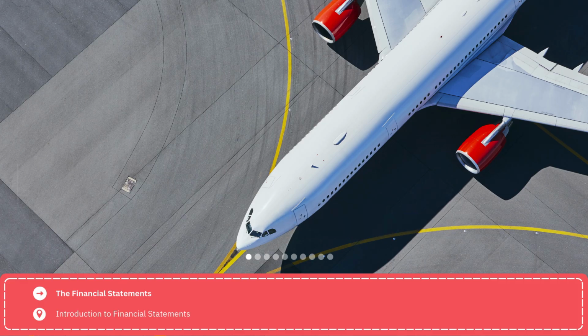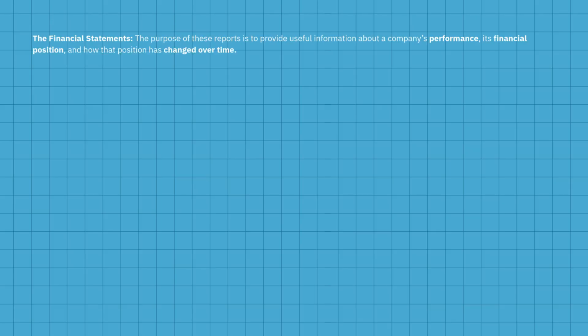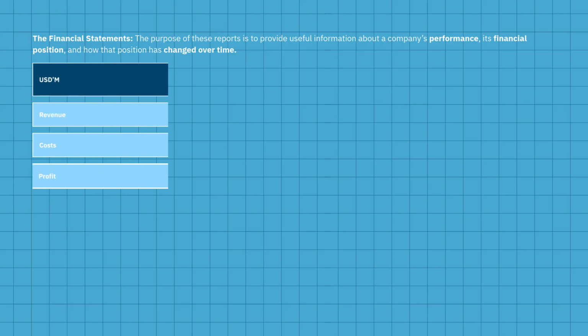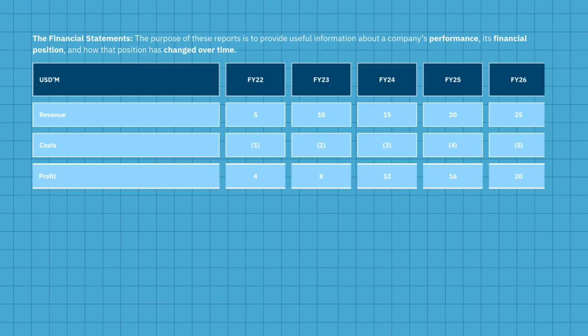Let's get started. Publicly listed companies are typically required to prepare financial reports on a regular basis. The purpose of this reporting is to provide useful information about a company's performance, its financial position, and how that position has changed over time. Analysts don't look at financial reports in isolation. Instead, they combine current and past reports with other available information to form expectations about a company's ability to earn profits and generate cash flows in the future. This overall process is known as financial statement analysis, and it plays a key role in investment decisions, credit decisions, and other economic judgments.